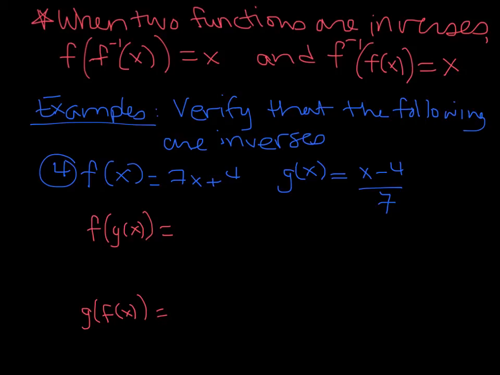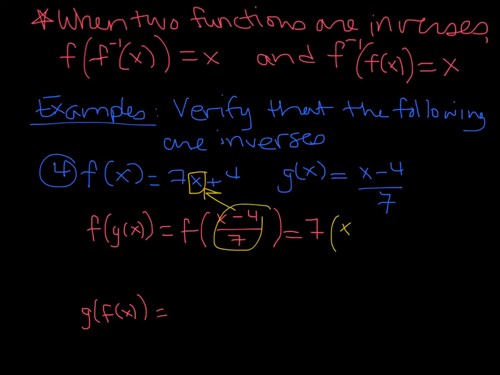So f of g of x would be written as f of x minus 4 over 7. And I'm going to substitute this stuff in here into the x in the other equation. So I'm going to get 7 times x minus 4 over 7 plus 4.